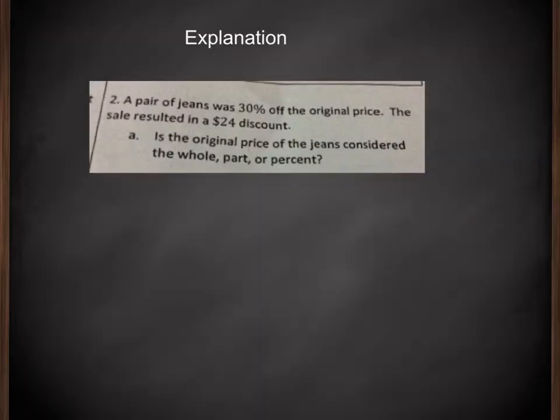For starters, I knew it couldn't have been 30% because that was the percent. That's how much I got off out of 100%. Then it was the part and the whole. The whole was probably it because the part was how much discount I got in dollars, and that was 24 out of the whole price. So the whole price was the original price.